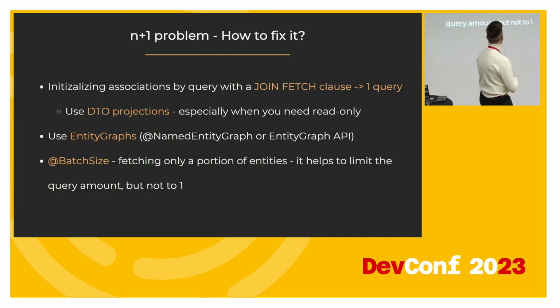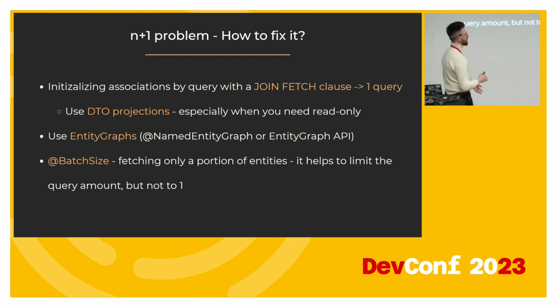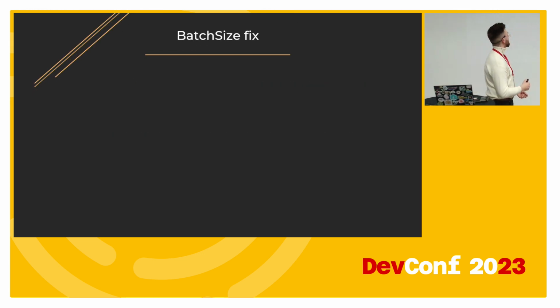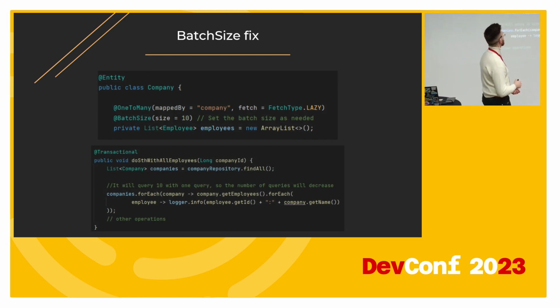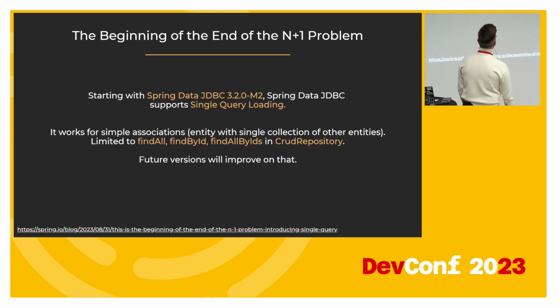And also, we have batch size. Batch size is not the perfect solution for n+1, because with batch size, we can say this list should be batched by 10, for example. So once you are querying the employees, let's do it by 10. It's okay to mitigate some problems of n+1, but at the end of the day, you will have multiple queries anyway.